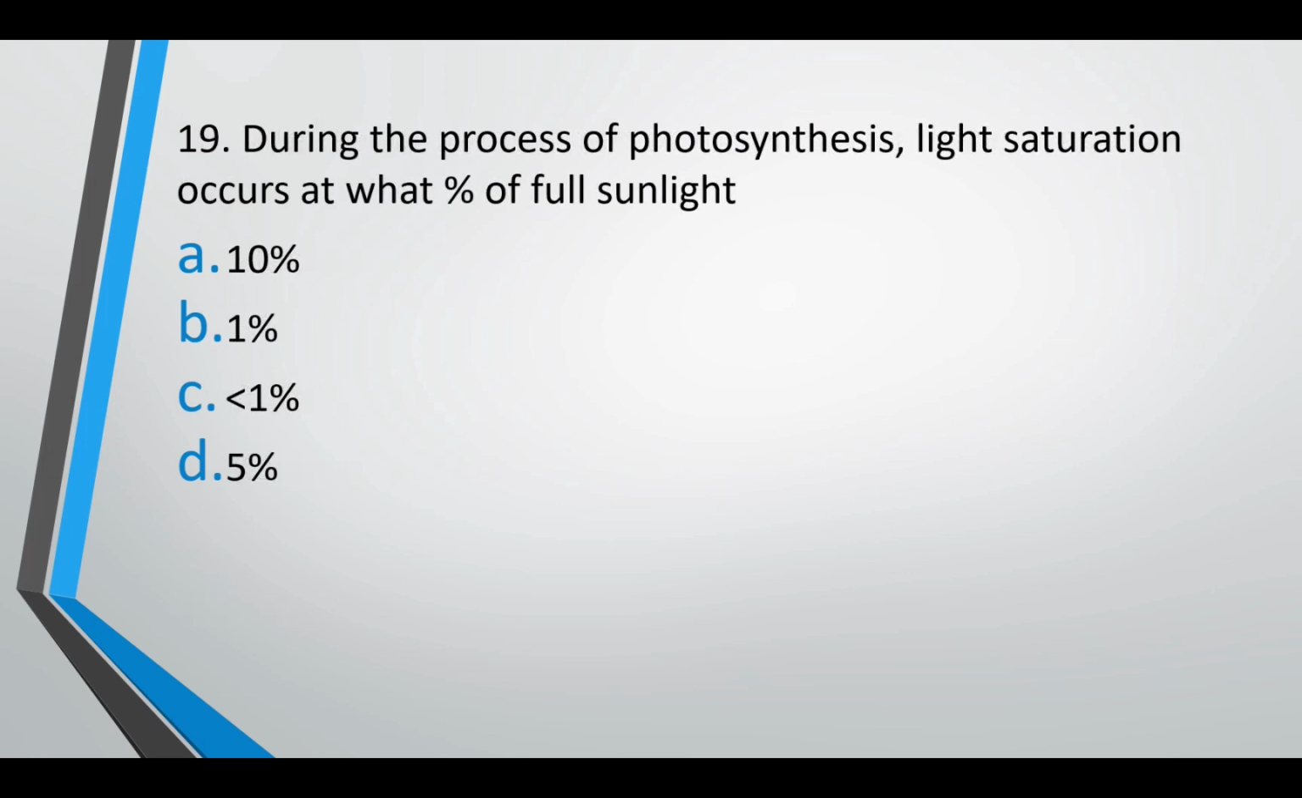During the process of photosynthesis, light saturation occurs at what percent of full sunlight? Option A 10%, option B 1%, option C less than 1%, option D 5%. Saturation occurs at what percent of full sunlight? Correct answer is option A, 10%.